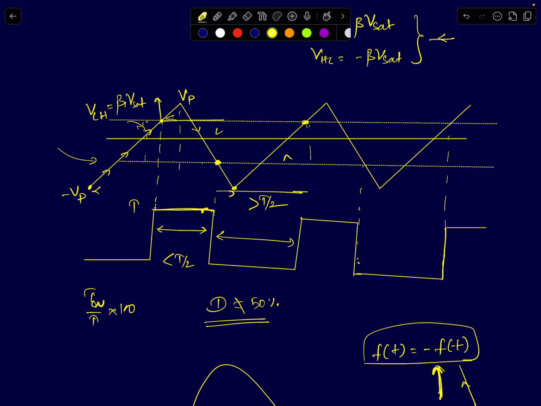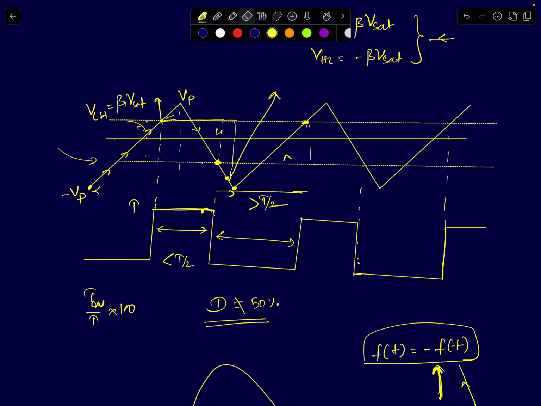I'll find the time at which it reaches T/2 seconds, so it can be at a slightly increased time, at this point. This will be my new threshold voltage. If I ensure this as my new threshold voltage, then I will get a 50% duty cycle. So if I have an input waveform which doesn't exhibit odd symmetry, which means its average value need not be 0, in that case, having asymmetric threshold voltages can give me a 50% duty cycle. That's the significance of having asymmetric threshold voltages.